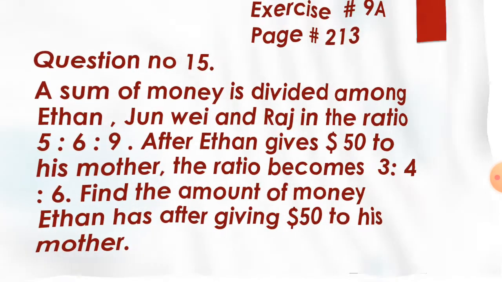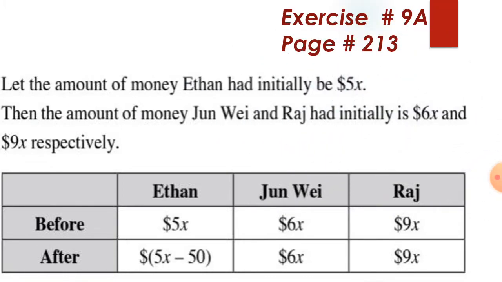So let's find that. Let the amount of money Ethan had initially be 5x. We have just put the variable x because we don't know that money. Then the amounts of money John V and Raj had initially are $6x and $9x respectively. Because we have put x with Ethan's money, we have to put x with John V's and Raj's money as well.